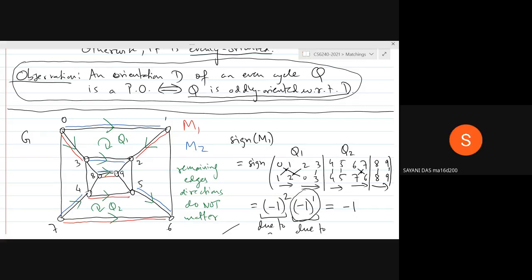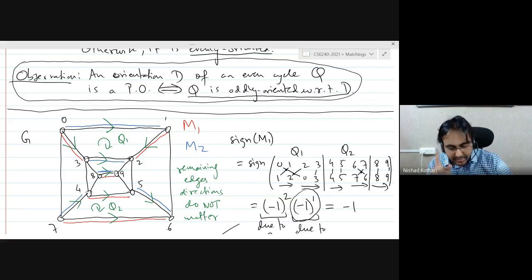Yes. Right. So that is the observation I want to get at. What's the difference between these two cycles, Q1 and Q2? One of them is an evenly oriented cycle. There are two clockwise edges and two anti-clockwise edges. That is cycle Q1. And the other cycle, Q2, has three clockwise edges and one anti-clockwise edge. So it is oddly oriented.